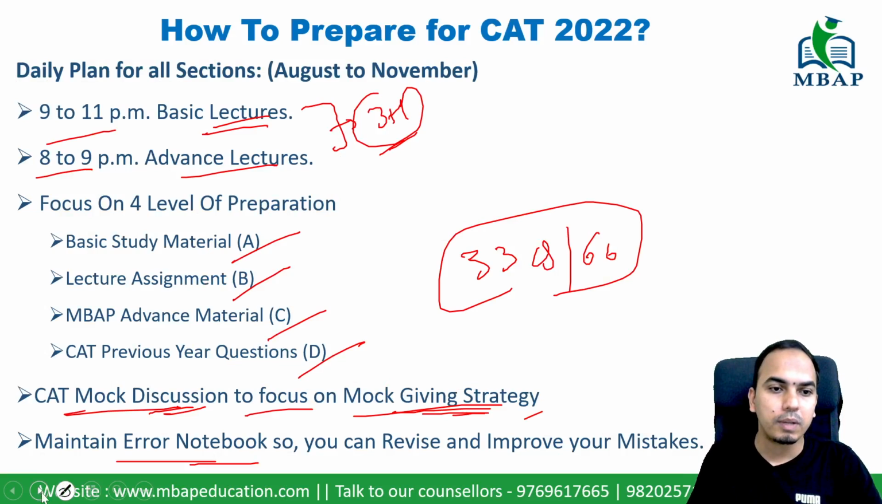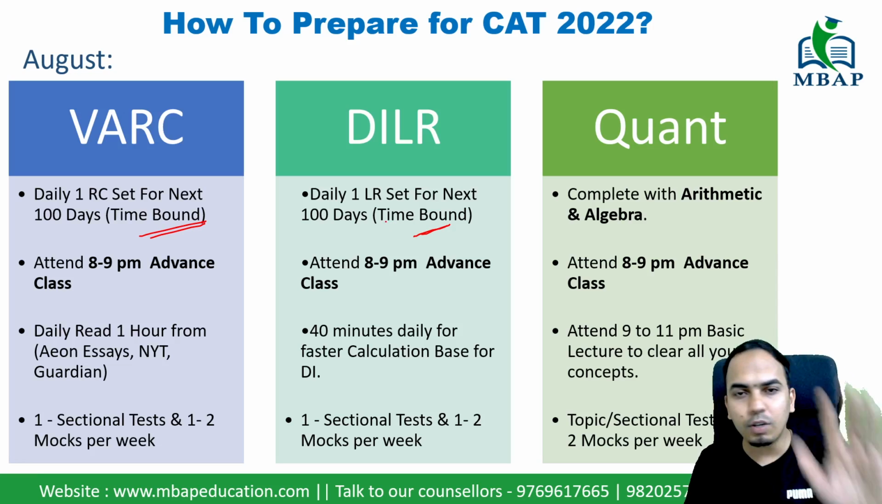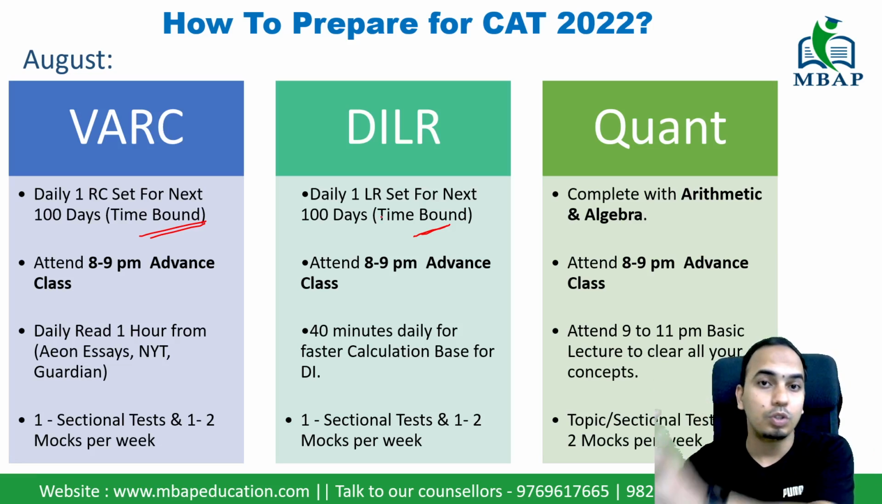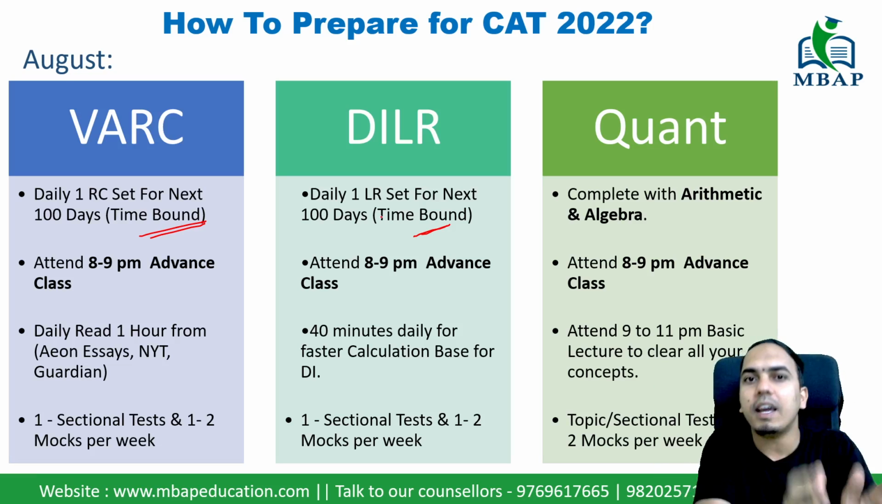Now when I go month wise further, let's say the August month, one thing is there every day: 1 RC and 1 LR set has to be a part of your day. Definitely with this kind of study plan, you will not get much time to do something else. That means, let's say if you're doing a job or college, after that whatever time is left, everything has to be CAT preparation.